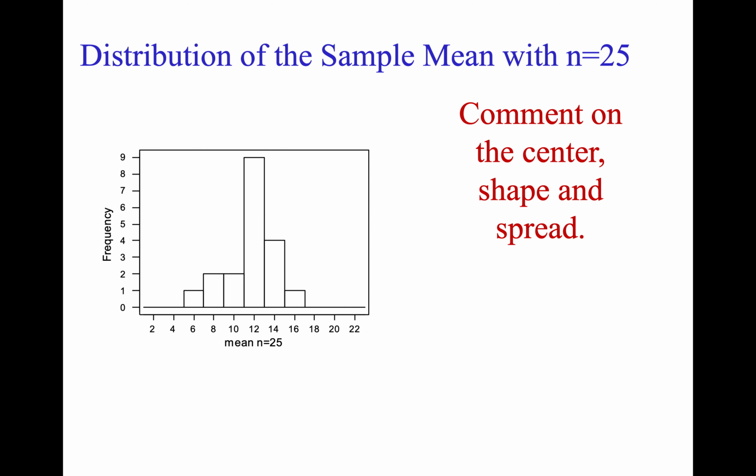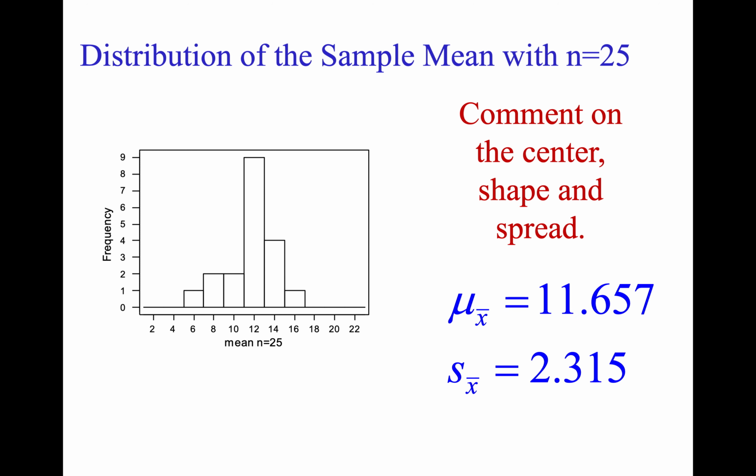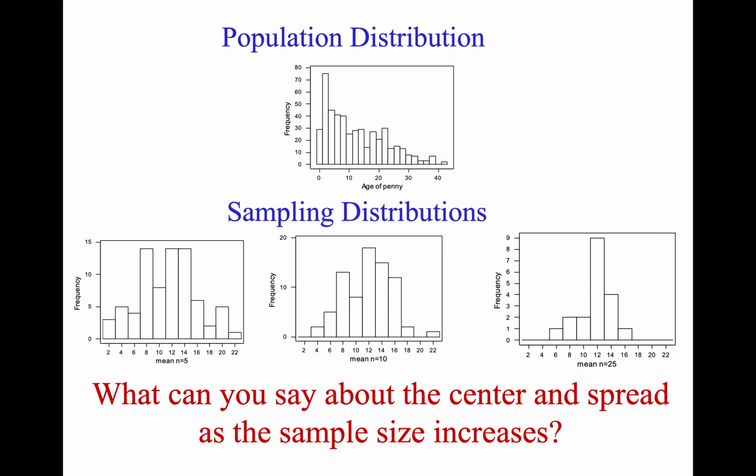So we have a smaller spread, and the mean is still about the same. And again, the spread is smaller. So then if we compare them all together, here's the original penny distribution with n equal 5, n equal 10, n equal 25, and they're all on the same scale to make it easy to compare.